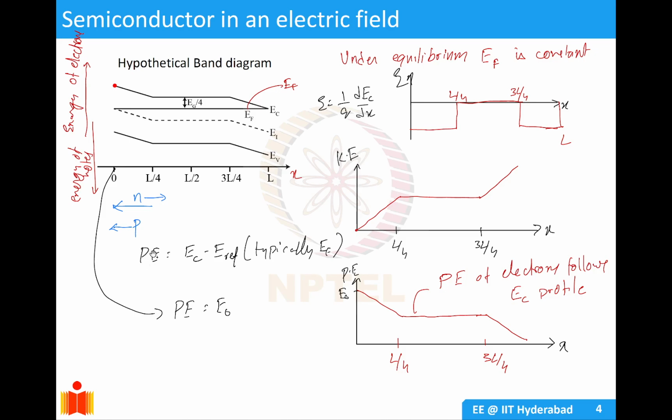So your potential energy is given as EC minus E ref, where E ref is your Fermi level. So your Fermi level is constant like this. If you subtract it, you will get your potential energy like this, and since the total energy is conserved, your kinetic energy will then look like this. So from your band diagram, that is band position versus semiconductor position, you can calculate your electric field, kinetic energy, potential energy, as well as electrostatic potential.